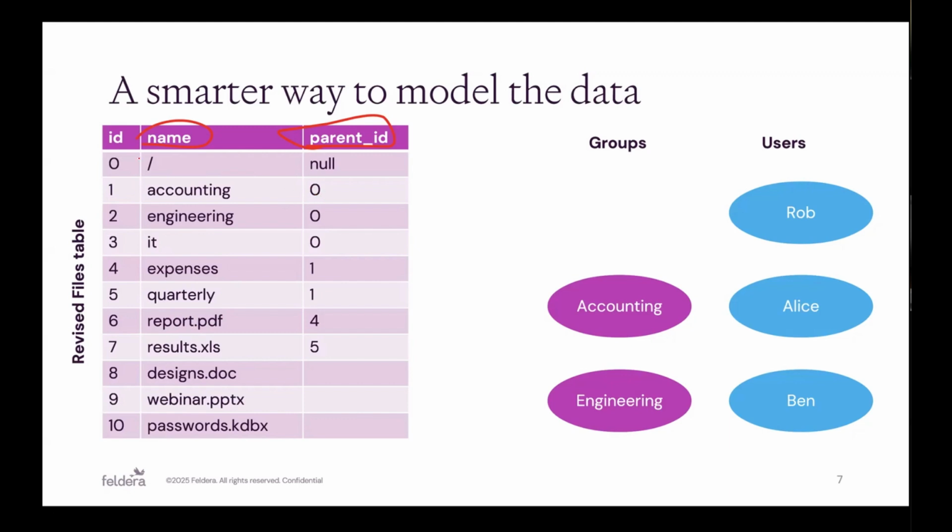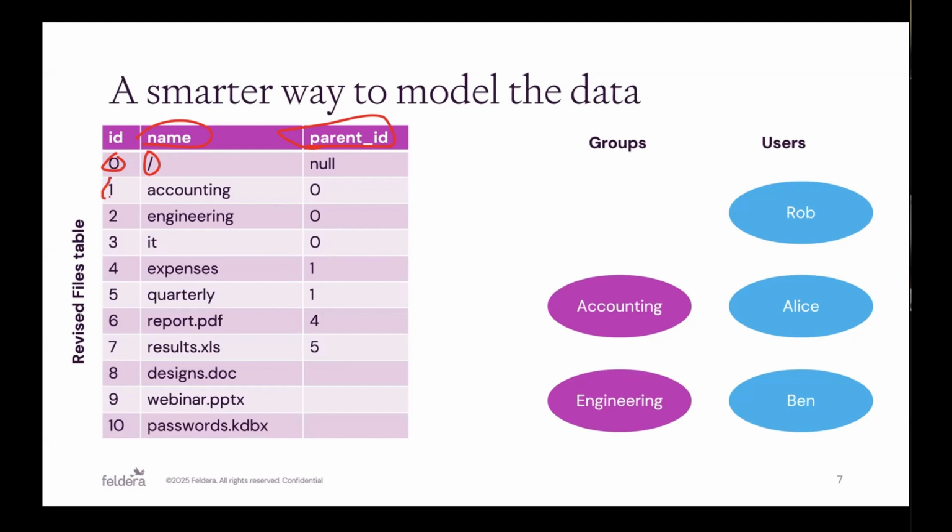So what this means really is that we start with our root, which is just a basic folder, and root has ID 0, and it doesn't have a parent, so the parent is set to null because it's the first thing in our tree. And so now accounting, because it's inside of the root folder, has a parent ID 0, which we take from here. Engineering also is in the root folder, so it has a parent ID of 0, and IT also is in the root folder. And then, same thing for expenses and quarterly.